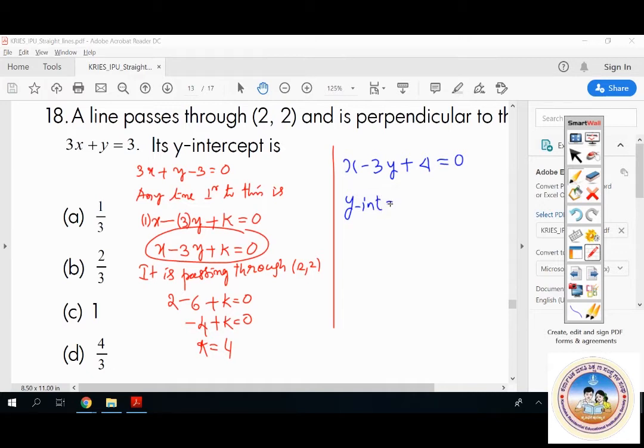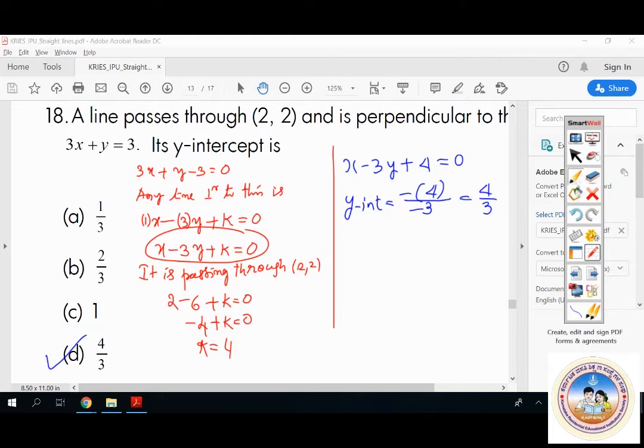Minus constant, which is 4, divided by the coefficient of y, which is −3. So it becomes 4 divided by 3. Check in which option the answer is. It is going to be option D, that is the right choice for this question.